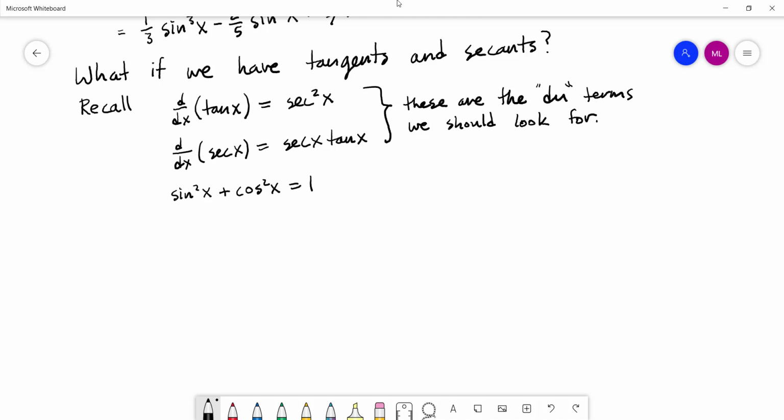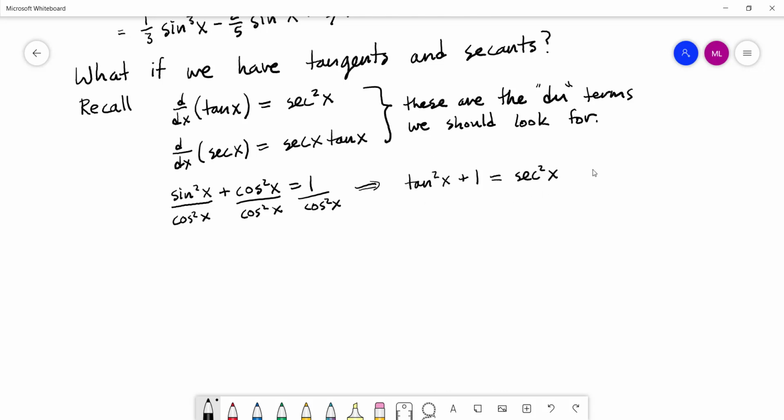So instead, I'm going to divide everything here by cosine squared of x. And now I have sine squared over cosine squared, that is tangent squared of x. The cosine squared over itself is plus 1, and that's equal to 1 over cosine squared. That is secant squared. So here is the Pythagorean identity involving tangent and secant.